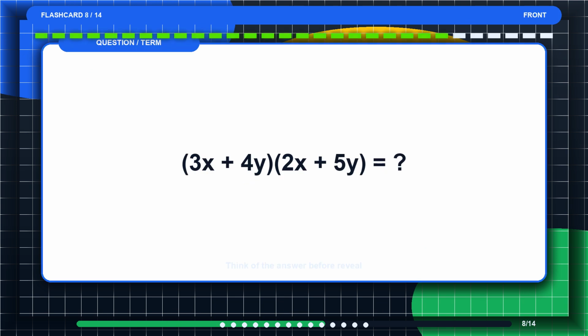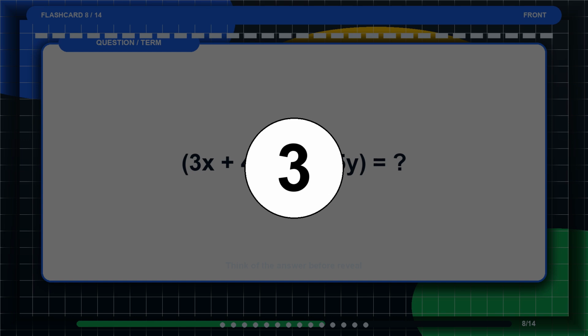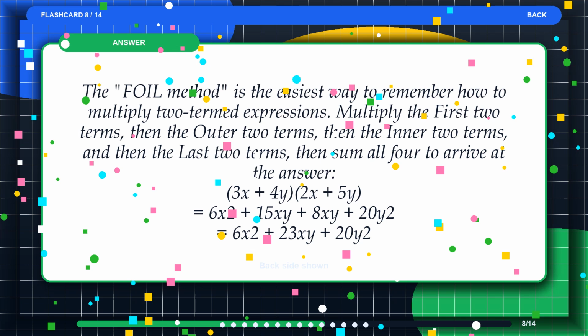Flashcard 8. 3x plus 4y times 2x plus 5y equals. Pause and think of the answer before the review. The answer is the FOIL method is the easiest way to remember how to multiply two-termed expressions. Multiply the first two terms, then the outer two terms, then the inner two terms, and then the last two terms, then sum all four to arrive at the answer. 3x plus 4y times 2x plus 5y equals 6x squared plus 15xy plus 8xy plus 20y squared equals 6x squared plus 23xy plus 20y squared.